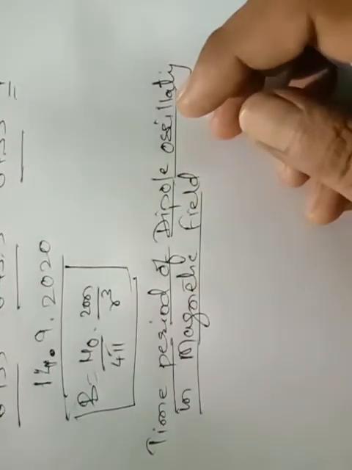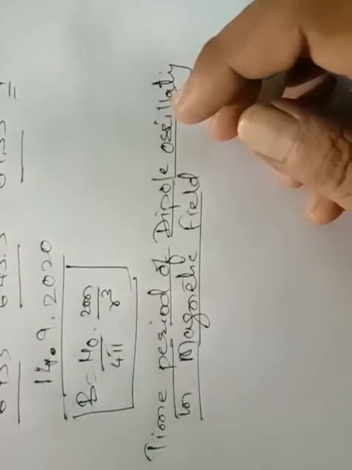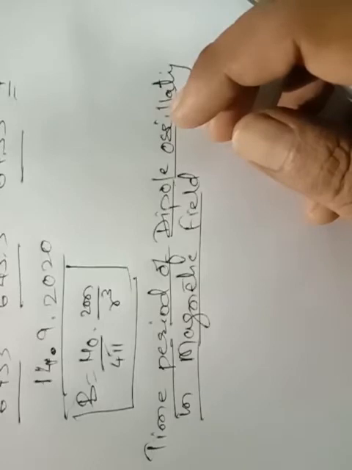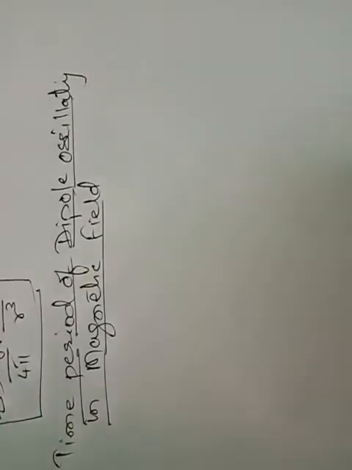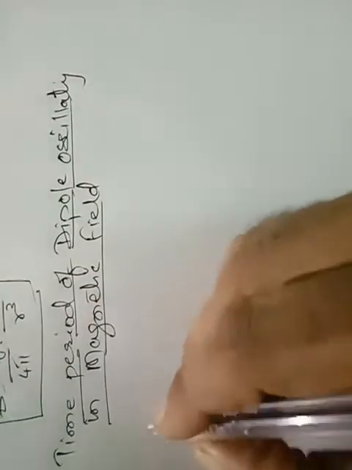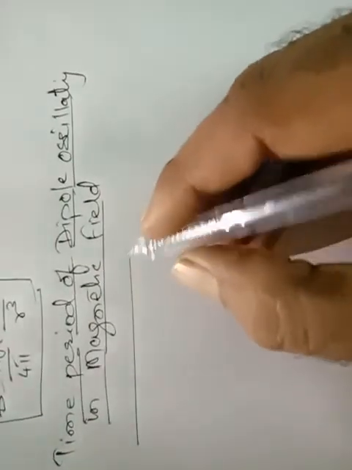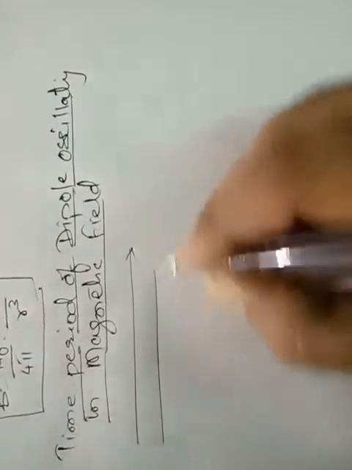In the first video we will be seeing how the dipole will be oscillating in a magnetic field. So for this, first we'll draw the diagram. In the diagram we will see that this is the uniform magnetic field.